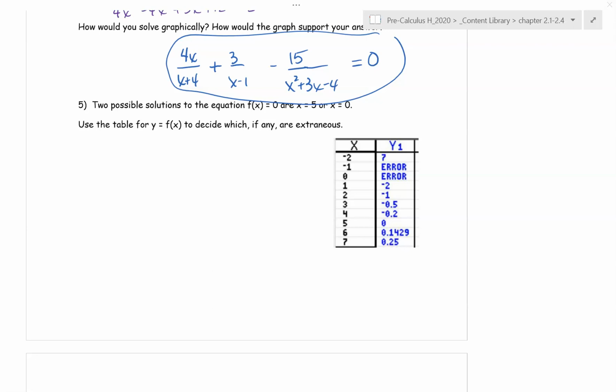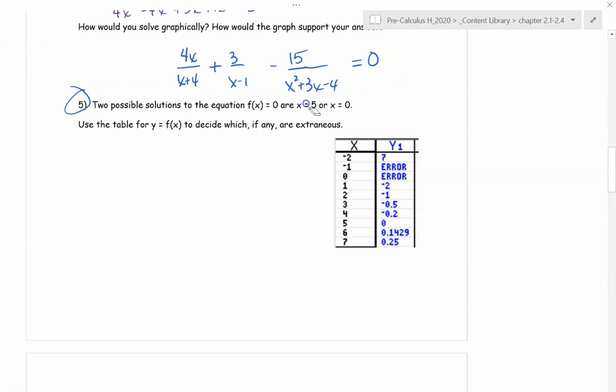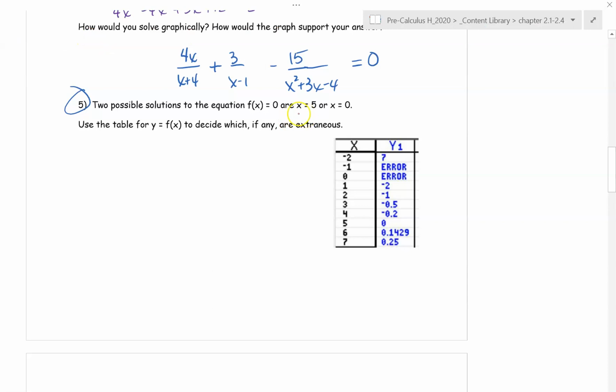So if I say, this is a new problem, number 5, two possible solutions to the equation f of x equals 0 are 5 or 0. In other words, resulting from the solving process, we ended up with these two solutions. And then we look at the table.